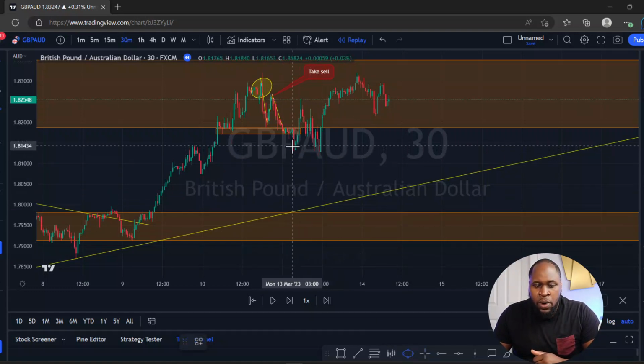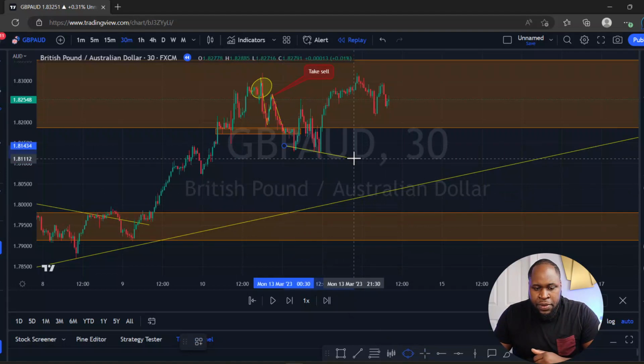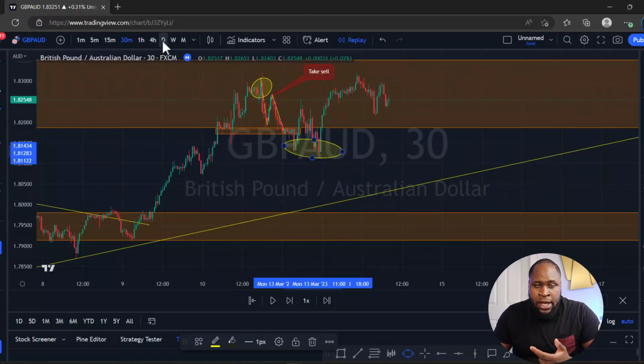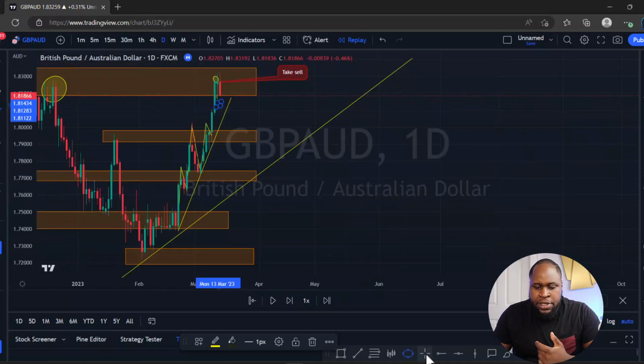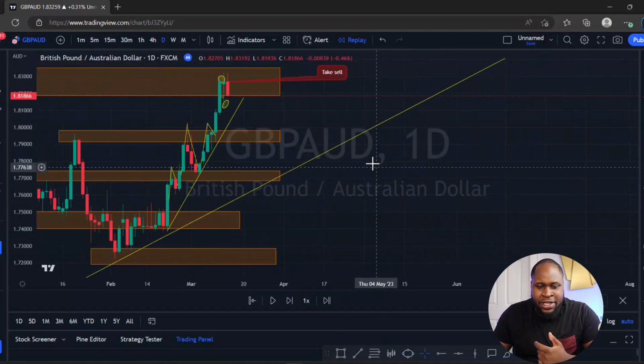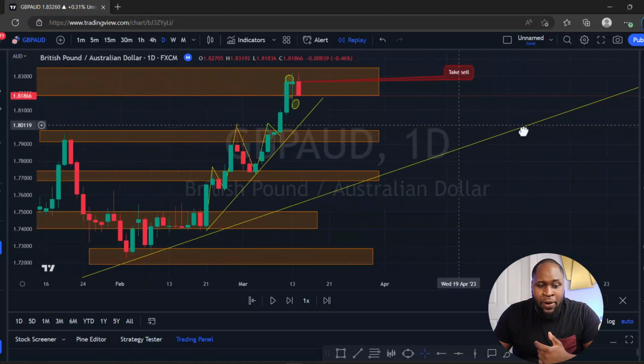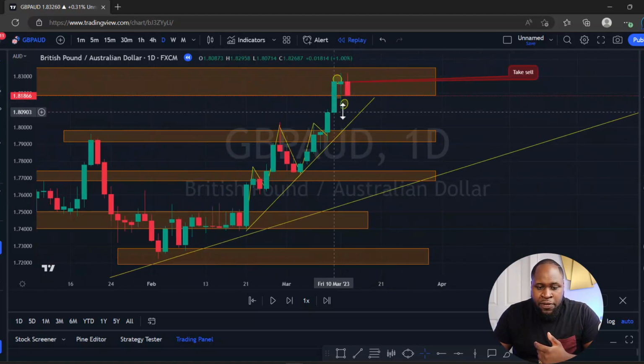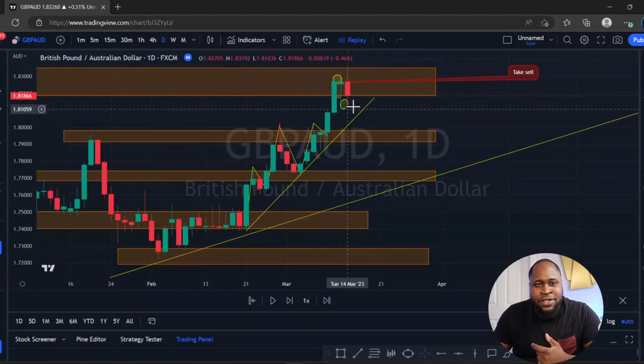Now, let me explain. We're going to highlight this area over here. And this little move that happened, let's look at how it looks on the daily. So if we go to the daily and we analyze this move, we see that on the daily, technically, if price was going to reverse, this move has not even started yet. This was just a small wick.